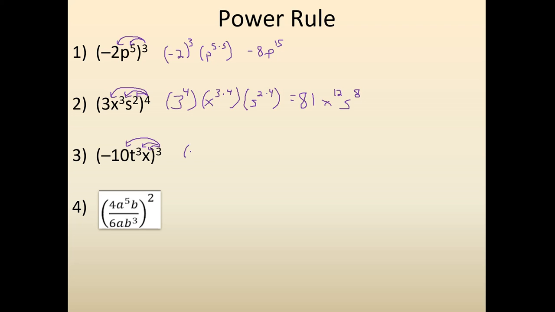So negative 10 cubed, t to the 3 times 3, x to the 1 times 3. And we're left with negative 1,000 t to the 9th x cubed.